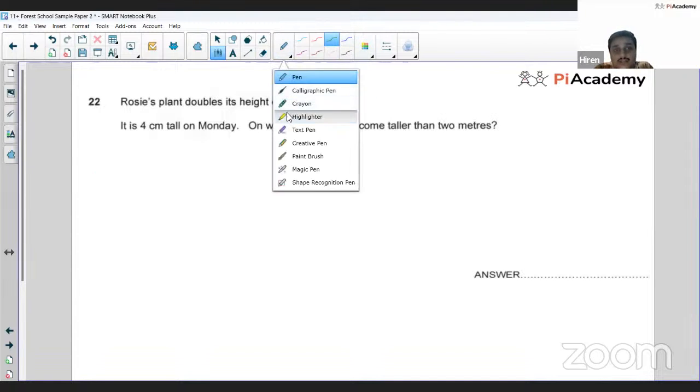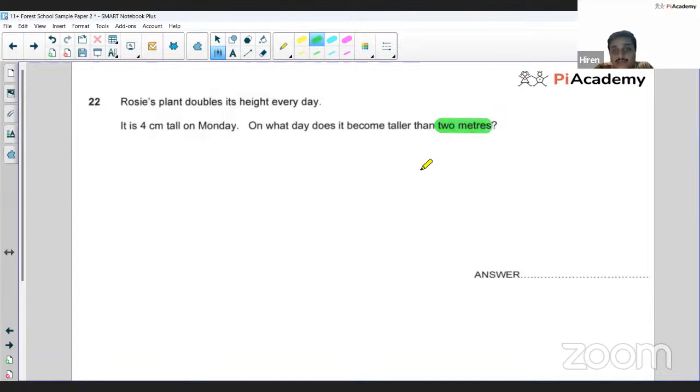So here we have to figure out in how many days, at what day. The initial day is Monday with 4 centimeters. So you have to figure out at what day it will be more than 2 meters. Yes, everyone, go for it, figure it out and let me know how much you are getting. You have 2 minutes to do this question, everyone.